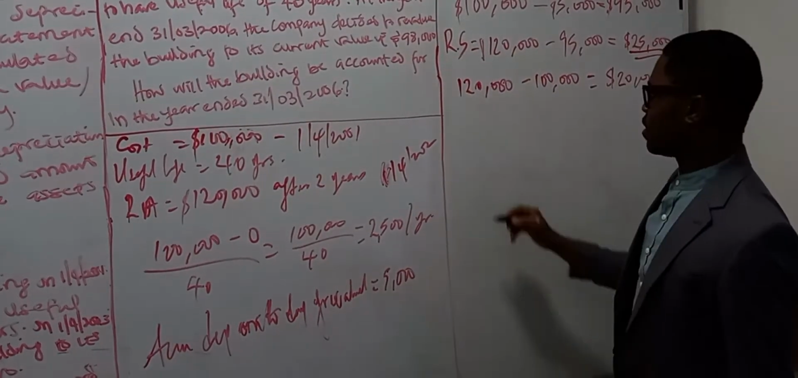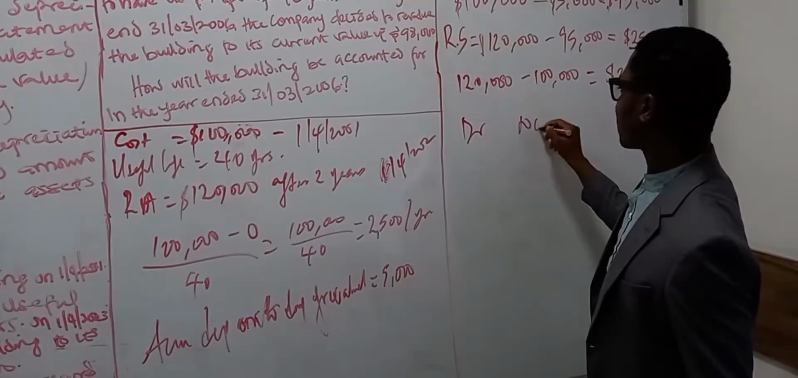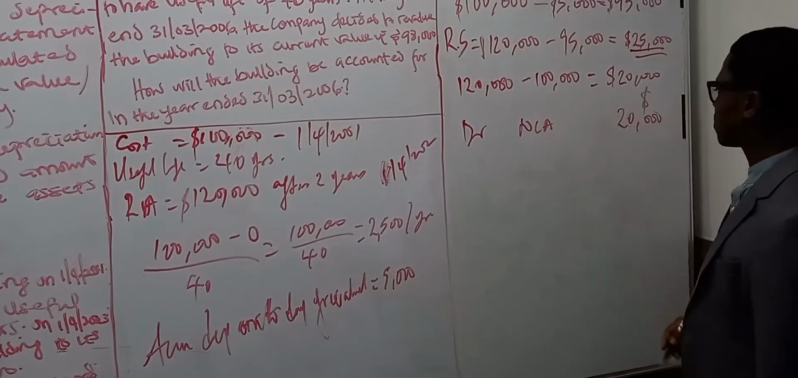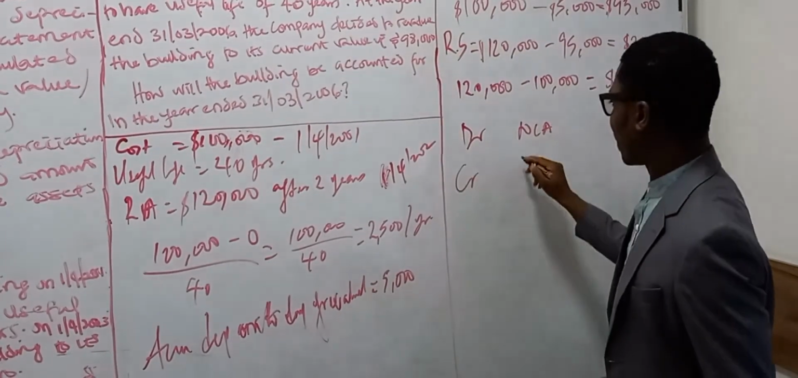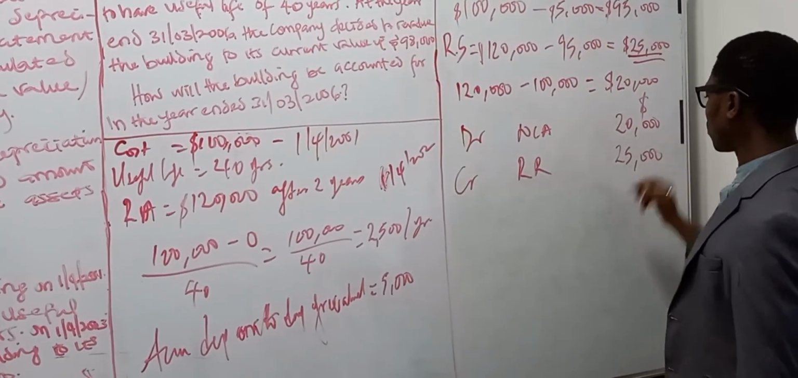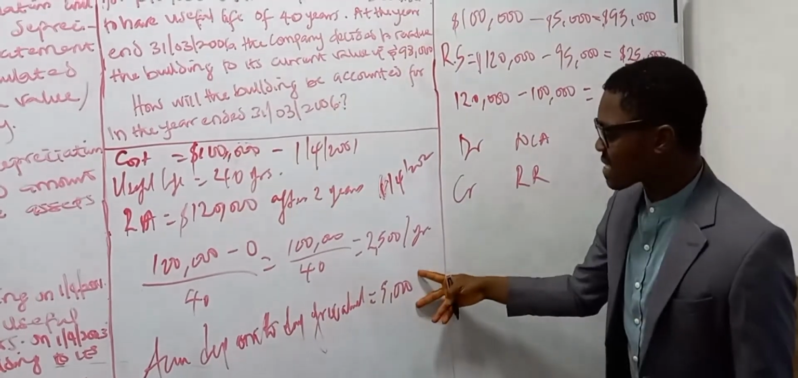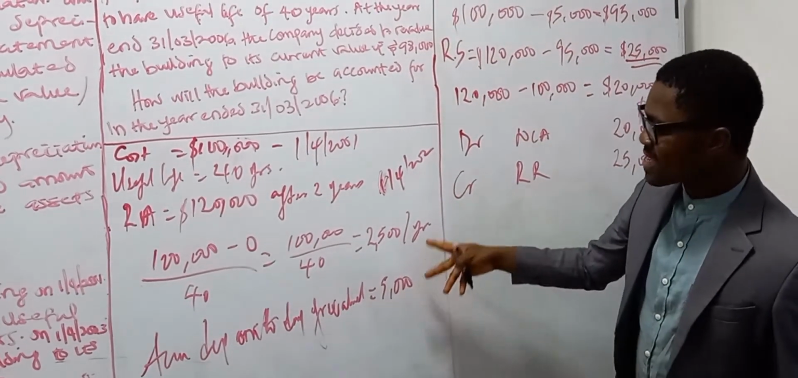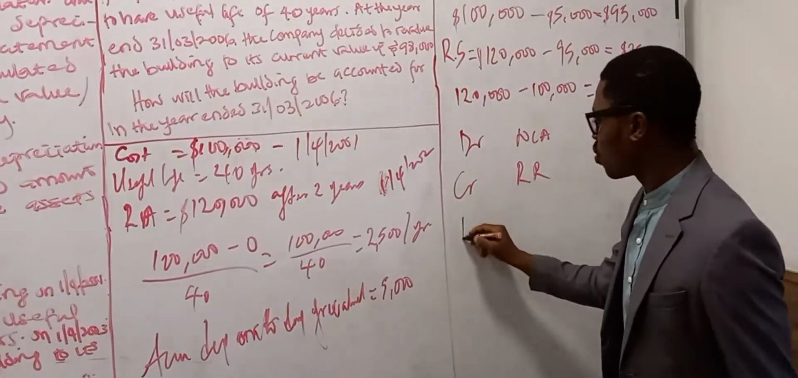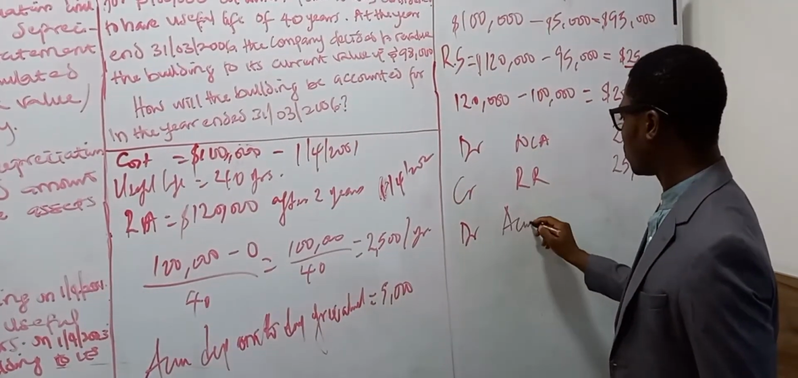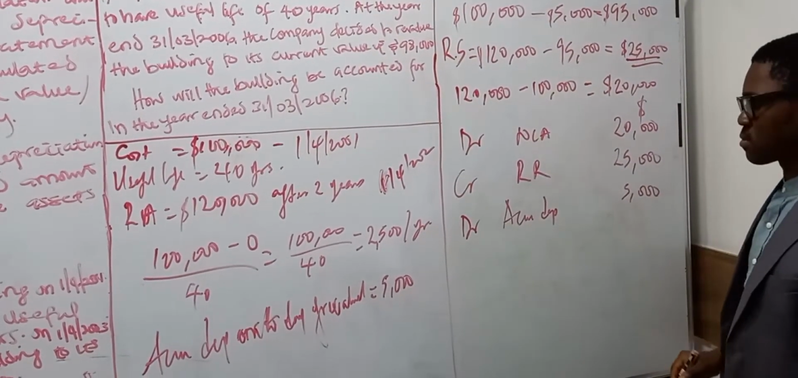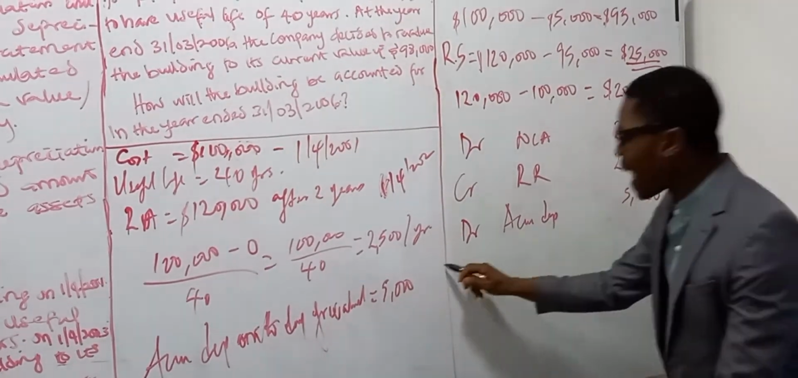So what will be the accounting entry? We will debit the non-current asset with $20,000. We will credit our revaluation reserve with $25,000. Knowing fully well that at the date of revaluation, the accumulated depreciation was $5,000. What do we do? We debit the accumulated depreciation with $5,000.